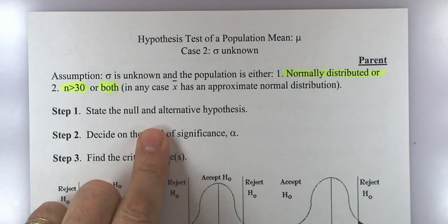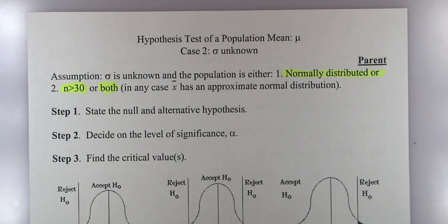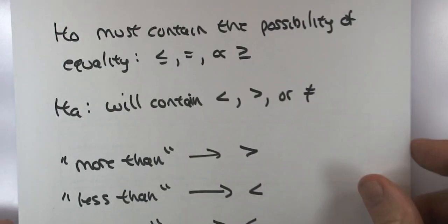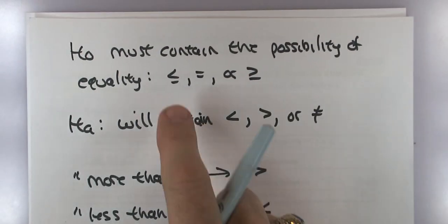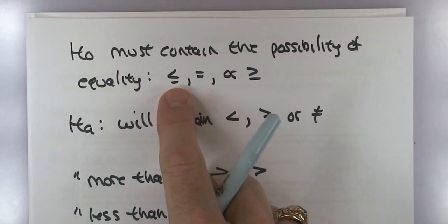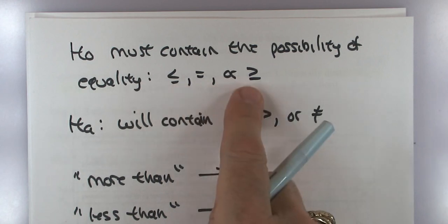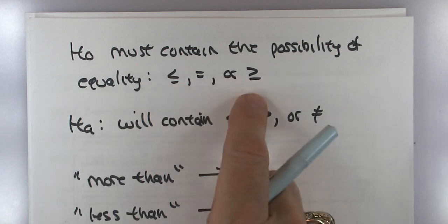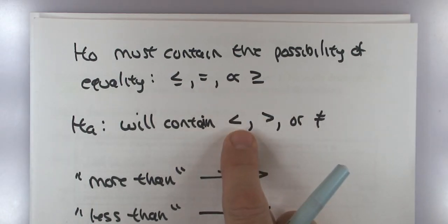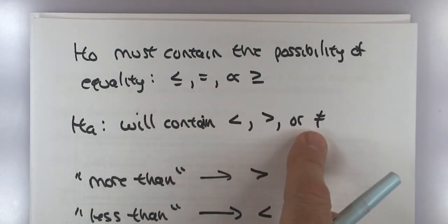You're going to state your null and alternative hypothesis. And I should mention kind of briefly here that there is a little bit of rhyme and reason as to how you state your null and alternative hypothesis. And I'll put this in the notes, or you can pause the video later. But keep in mind, your null and alternative hypothesis have to include the possibility of equality. This is going to go in H0, always. In HA, you'll find less than, greater than, or not equal to.